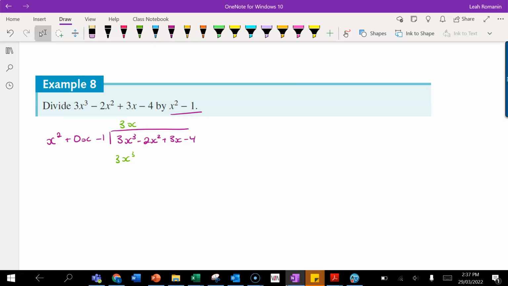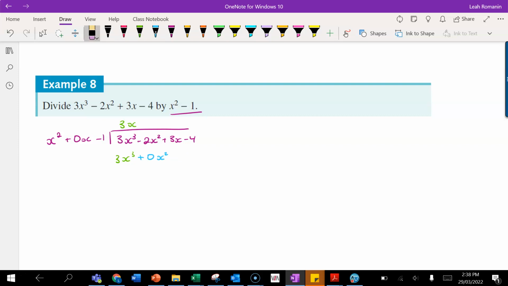So plus 0x squared. Now for this one, I'm writing x squared, even though it's still 0, because I've got this x times x, and I want it to nicely match up with my x squared term. That was the point of inserting this. And then 3x times negative 1 is going to be negative 3x.